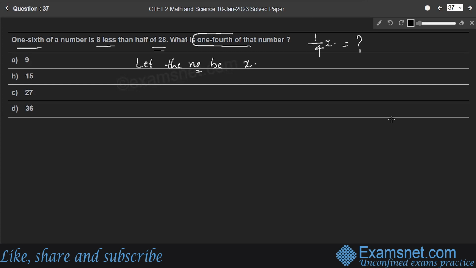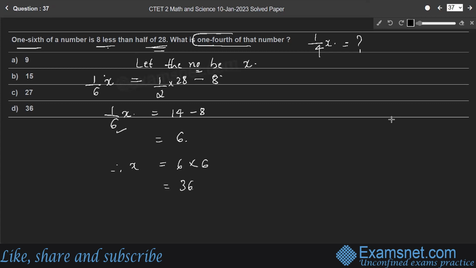So it is given that 1/6 of a number, that means 1/6 of x, is equal to 8 less than half of 28. So half of 28 minus 8, right? 8 less than half of 28 means half of 28 minus 8. Therefore, 1 by 6 of x becomes half of 28 is 14 minus 8, which is 6. Therefore, x is, take this 6 in the LHS to the right hand side, it becomes 6 into 6, so it is 36. So the number is 36.